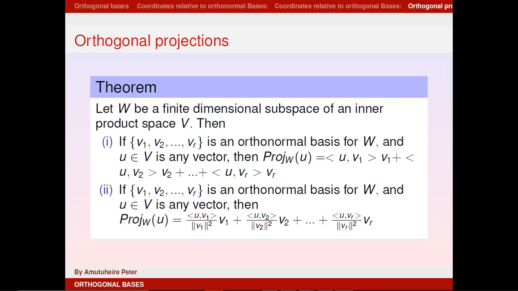No, there's another theorem. This theorem is telling us that if W is a finite dimensional subspace of an inner product space V, and V1 up to VR is an orthonormal basis for W, and U is any vector in V, then the projection of U on W can be computed from the inner product of U and V1 times V1, plus the inner product of U and V2 times V2, and so on up to VR, whereby this is the basis for the subspace.